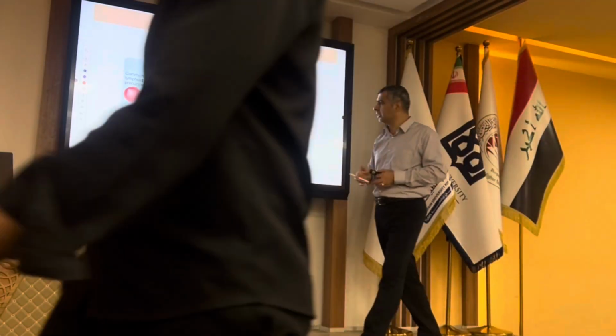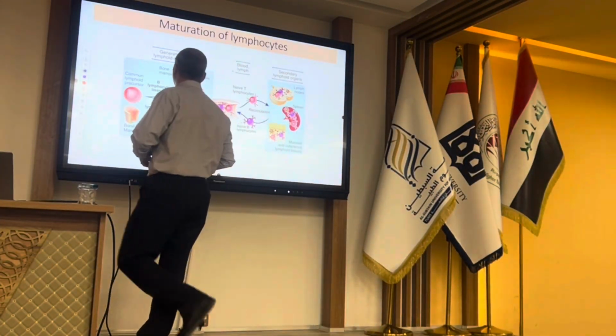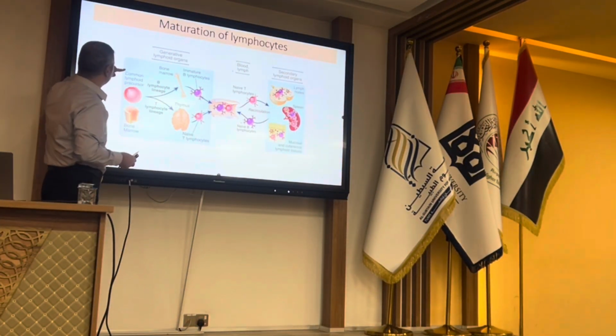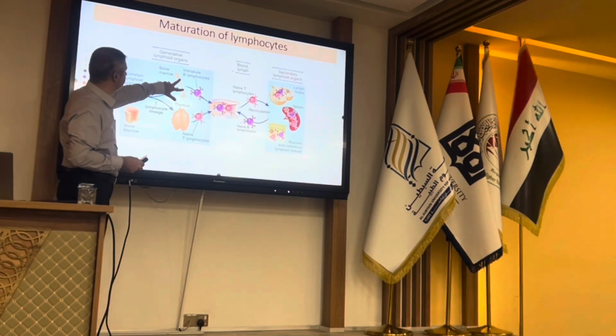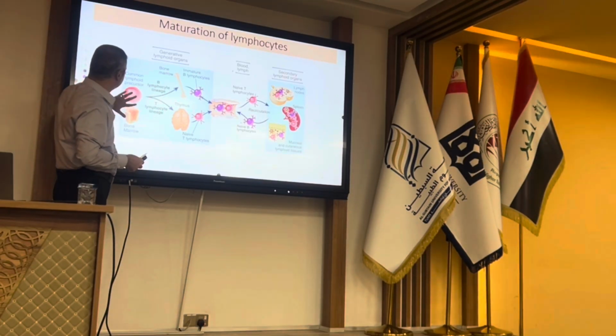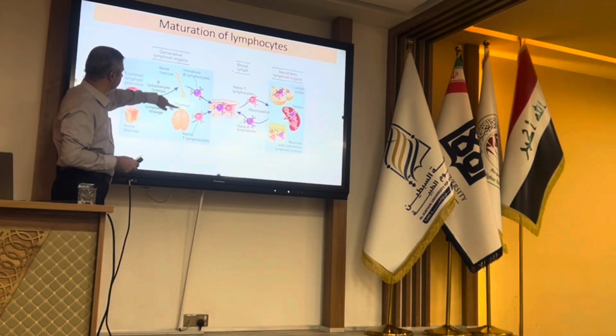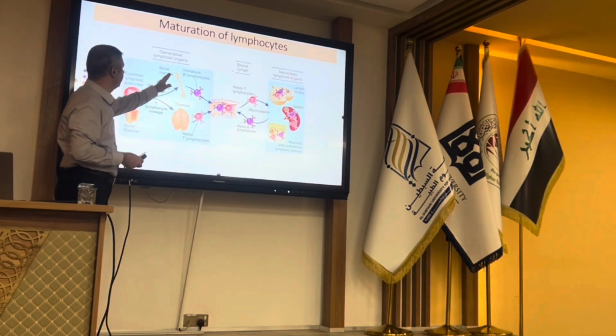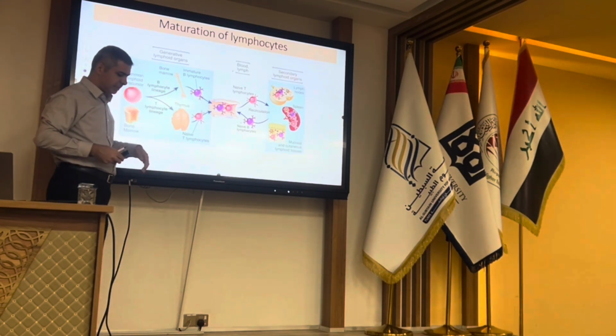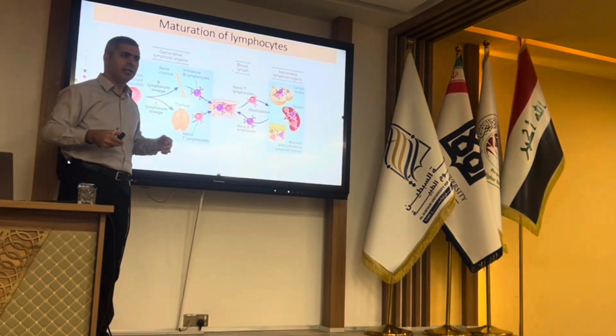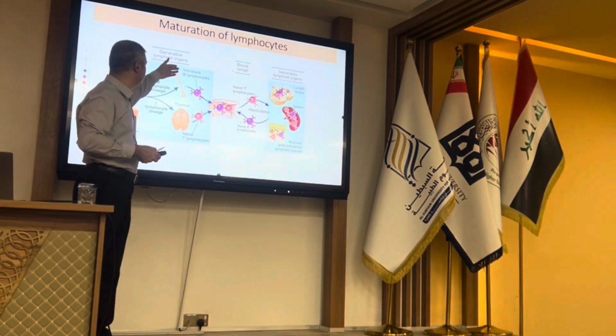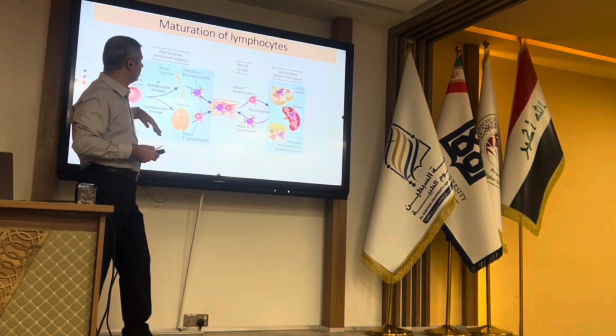You can see here that we have, for example, common lymphoid progenitor. Here is bone marrow. The lymphoid progenitor, the precursor, goes to the thymus for production of T cells and bone marrow for the production of B cells. Not only B cells, the rest of the leukocytes except for T cells, all of them are produced or developed in the bone marrow.